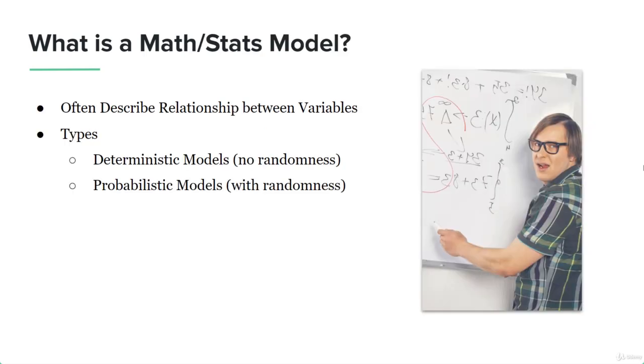So let's talk about the math and stats models. They are used to describe relationships between variables. And there are basically different types of math and stats models. We're going to divide them into two types. First, there are deterministic models, and secondly, there are probabilistic models. Deterministic models are the ones in which there is no randomness, and there is no probability involved in it, which means that the answers are deterministic and no external factors depend on them. The probabilistic models are the ones which involve probability and hence they involve randomness as well.